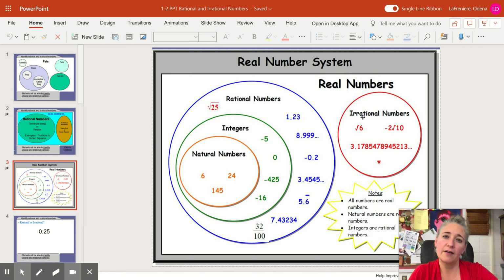And then we also have irrational numbers. Again, they are decimals that never end and never repeat, but they can also be square roots that are not perfect squares. So for example, the square root of 6, we already learned that you would have to estimate that because it's a never-ending, non-repeating decimal. So let's do some practice on this. I'm going to show you some examples, and you're going to type in if they're rational or irrational.